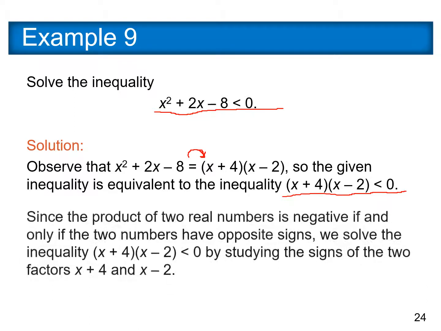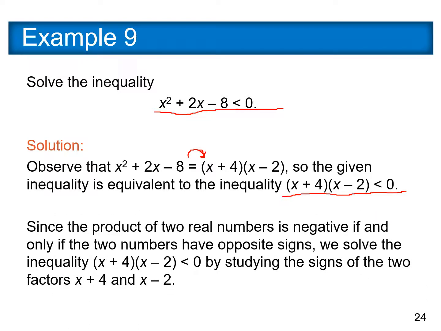So given that, x plus 4 times x minus 2 has to still be smaller than 0. Since the product of these two real numbers is negative if and only if the two numbers have opposite signs. What does that mean? If I'm multiplying two things and the multiplication gives me a negative number, there's only one solution. One of them has to be negative, the other one has to be positive. So we solve the inequality by studying the sign of the two factors.